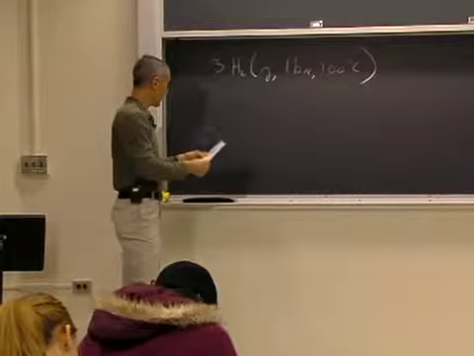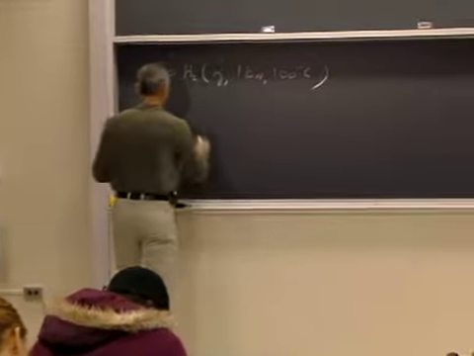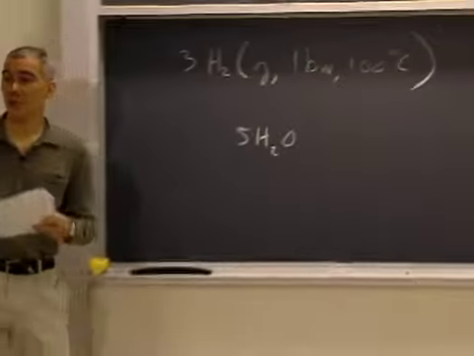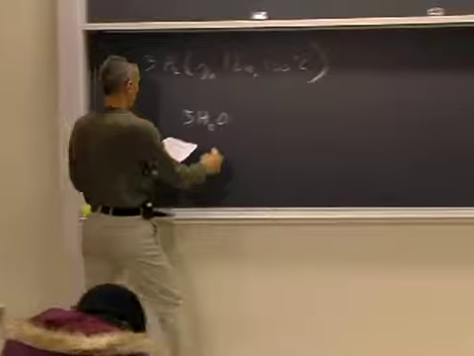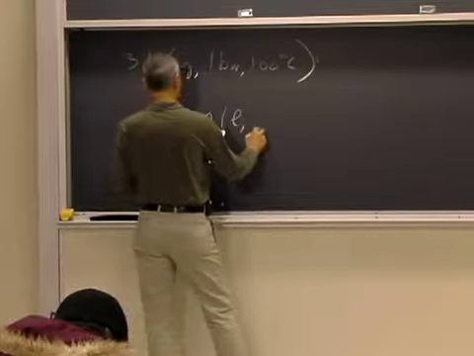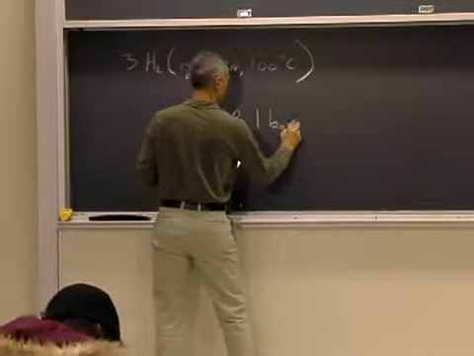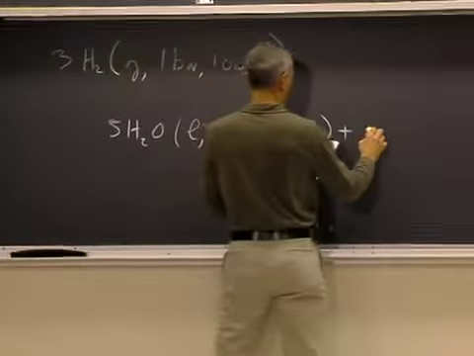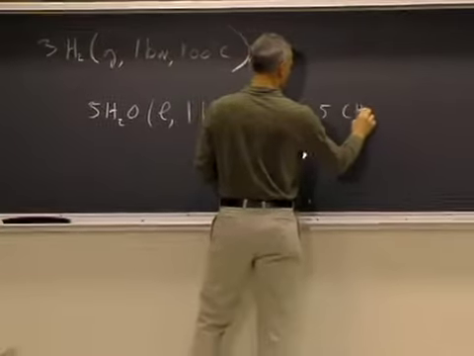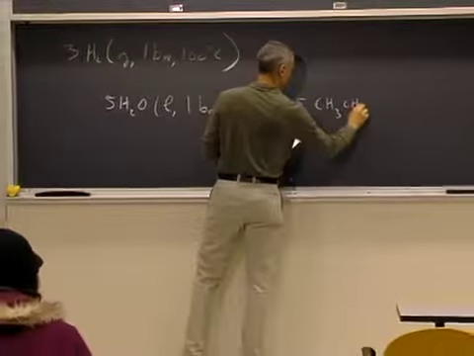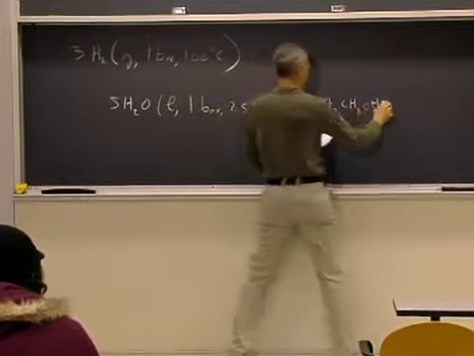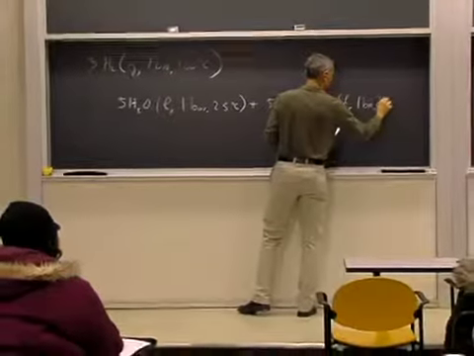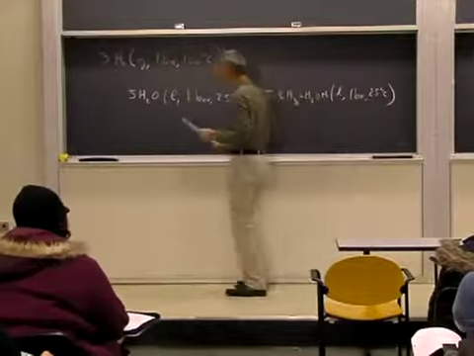And then if I want to tell you about a change of state, or let's first start with a mixture. Suppose that I give you a mixture, like this is a homogeneous system with 2 components, like 5 moles of H2O, which is a liquid at 1 bar, 25 degrees Celsius, plus 5 moles of CH3CH2OH, which is a liquid at 1 bar, 25 degrees Celsius.